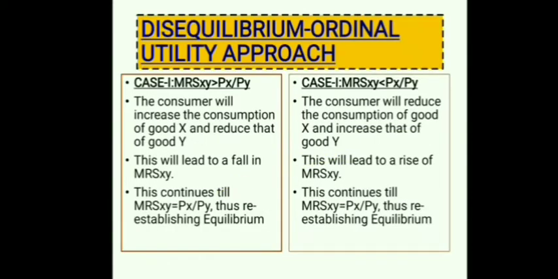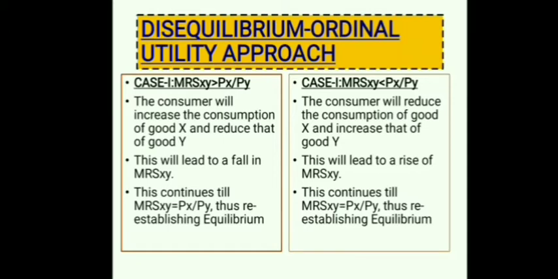Now let us discuss the disequilibrium situation in the ordinal utility approach, or the indifference curve approach. Here disequilibrium can occur first if MRS of XY becomes greater than PX by PY. The consumer can increase the quantity of good X or reduce the quantity of good Y or some of both. Now when the quantity of good X rises and good Y becomes scarce, the consumer will be reluctant to sacrifice more of good Y in order to get good X. So MRS of XY will fall till it becomes equal to PX by PY.